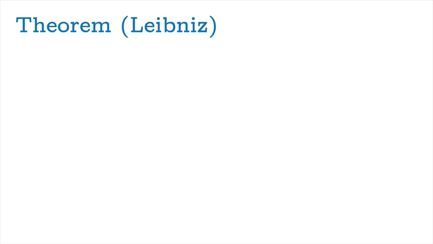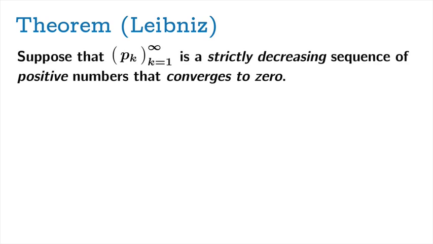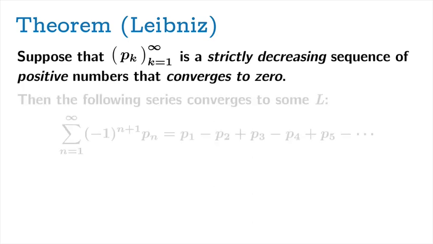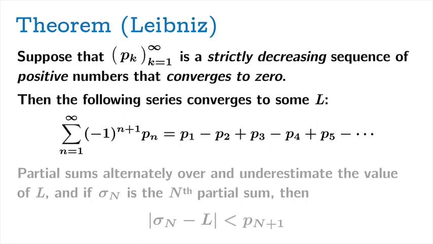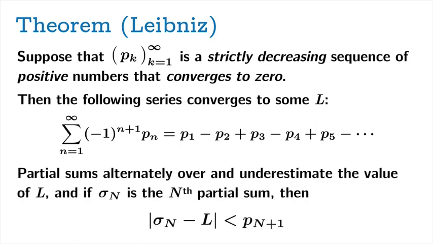So here's our theorem. Suppose that p_k is a strictly decreasing sequence of positive numbers that converges to 0. And then you build a series by alternating the signs. So it's p_1 minus p_2 plus p_3, etc. So the theorem says that that series you build actually converges to some limiting value L. And then you'll notice that the partial sums alternately over and underestimate the value of L. And if sigma_n is the nth partial sum, then the absolute value of sigma_n minus L is always going to be less than p_(n+1).